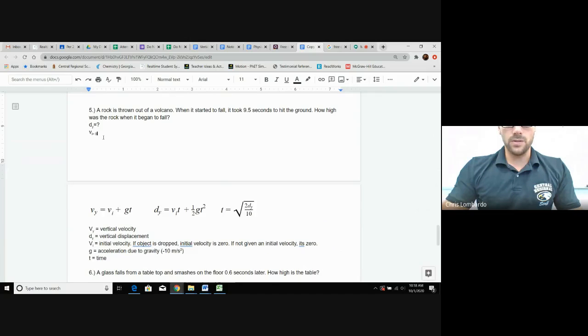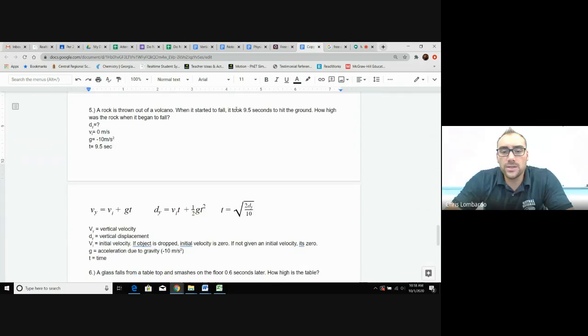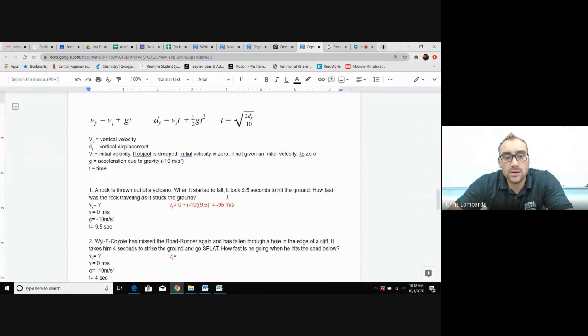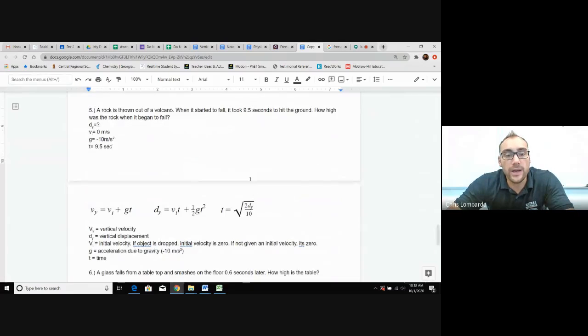Vi equals 0 because it's not given. g equals negative 10 meters per second squared, and t equals, what do they give us here? 9.5 seconds. Hey, wait, didn't we just do something with 9.5 seconds? Oh, snap, yes, but they were asking what was the speed of the guy there. This is wanting to know how high up was the rock when it began to fall. So here's our equation that we're going to wind up using.